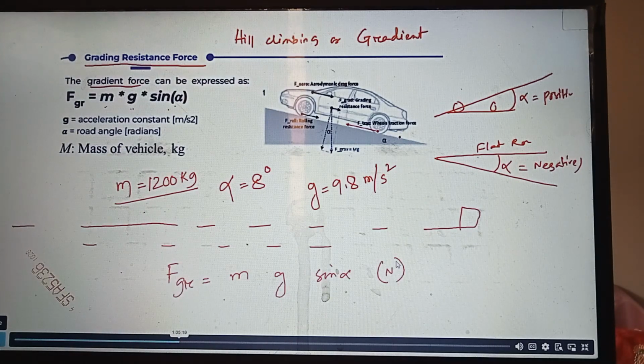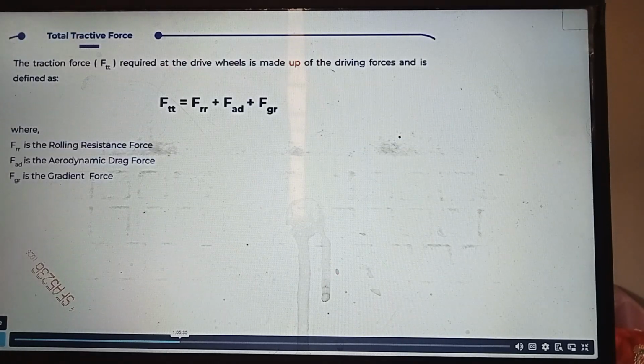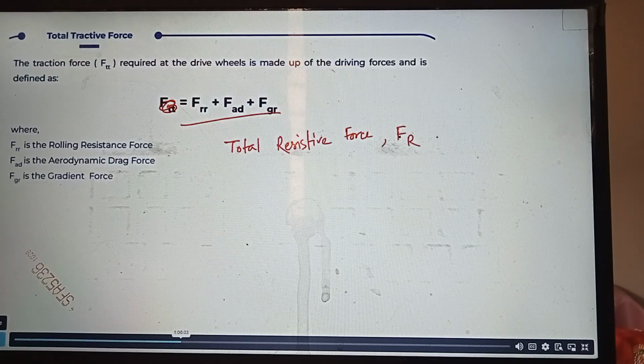Thank you so much for supporting this problem session. The answer I got was also along similar lines, 1636.68 newtons. So with this, we know approximately how to calculate the 3 resistive forces, right? Then the total resistive force will be the summation of all these 3. So do remember, the total resistive force R is the summation of F rolling resistance plus F aerodynamic drag plus F gradient force. Simple.